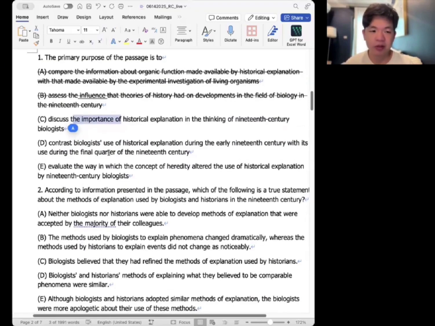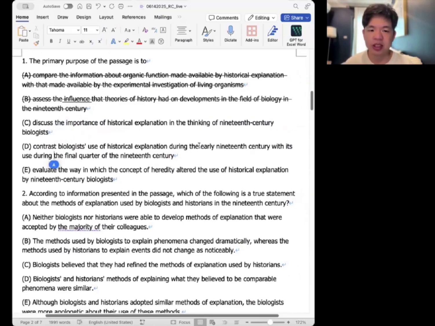Okay, as for the other options, some mention comparing, for example, biologists show they use historical explanations differently in the early and later periods. But the article doesn't make any comparisons about chronological order, right? Although the article starts by talking about a turning point, it doesn't go on to discuss the sequence of events later on. It doesn't talk about comparing the situation in the first half of the 19th century versus the second half. None of that is mentioned. So those options are definitely not the answers we're looking for.